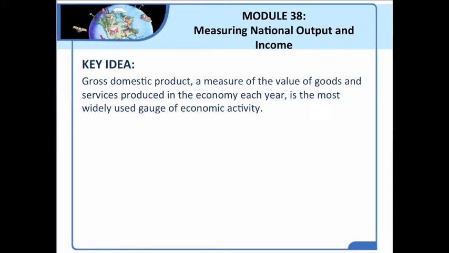So first, we are going to look in this module at the idea of measuring national output and income through what is called the gross domestic product. The gross domestic product is a measure of the value of goods and services produced in the economy each year. And as you can see here from the key idea, it is the most widely used gauge of economic activity. More than any other economic indicator, this is the one that tells us how well the economy is doing in terms of its health.